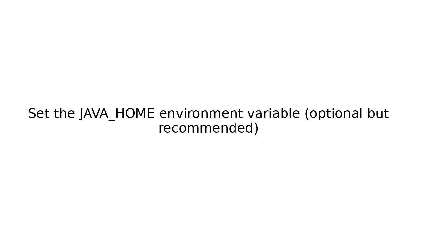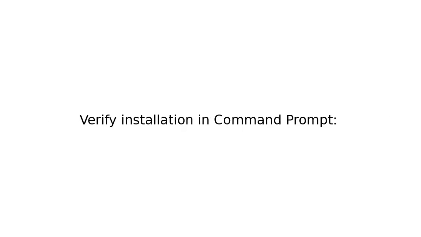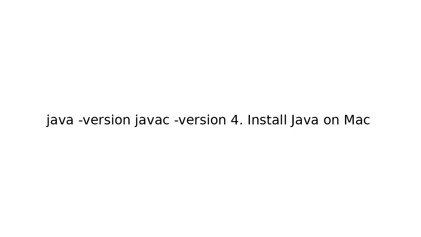3. Install Java on Windows. Run the downloaded installer. Follow the installation steps. Set the JAVA_HOME environment variable. Optional but recommended. Verify installation in command prompt: java -version, javac -version.